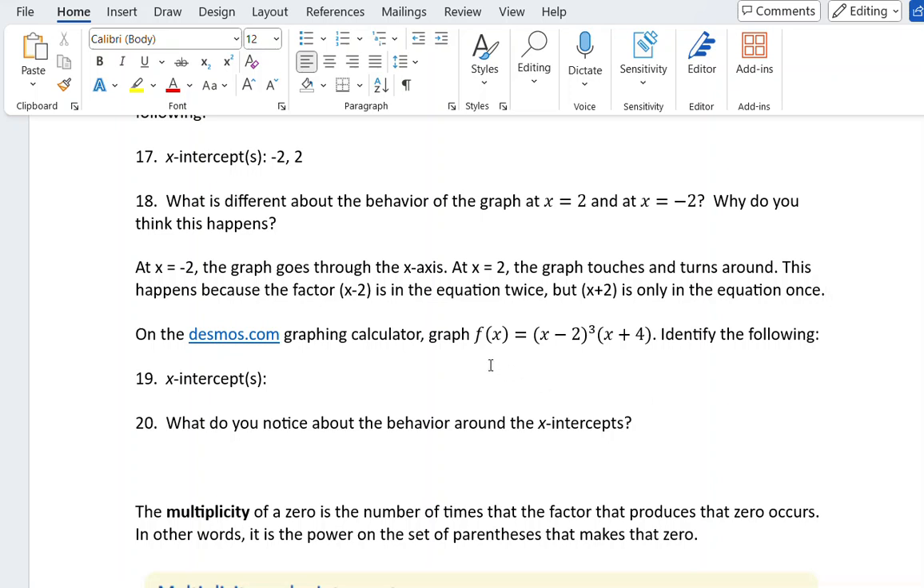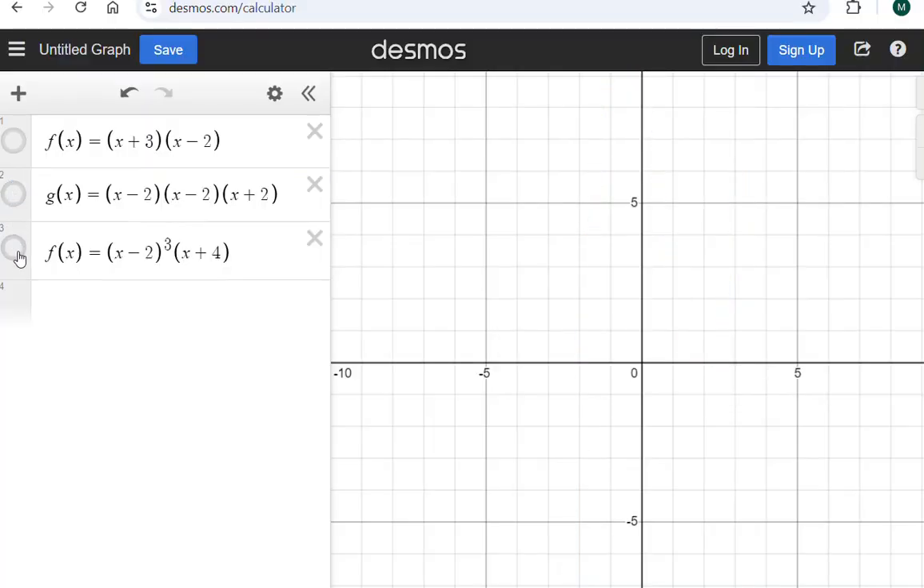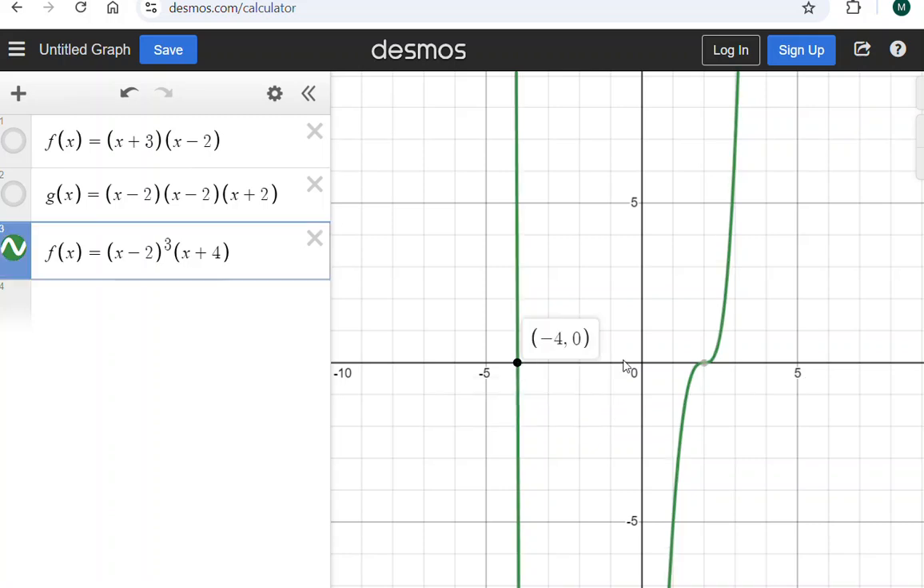Now we have a third graph to look at. f of x equals x minus 2 to the third times x plus 4. So here's my graph. X-intercepts are here at -4 and at +2.